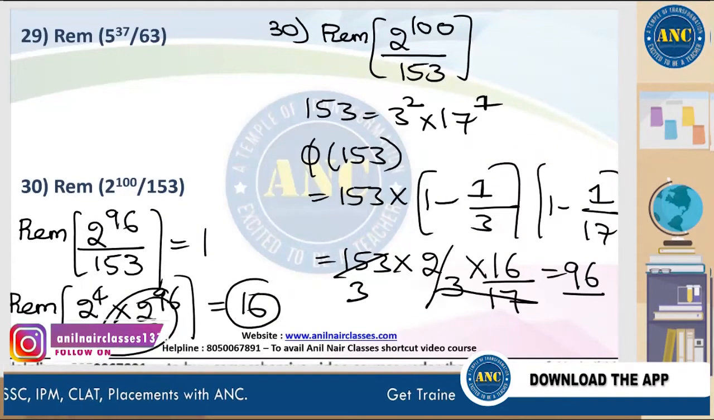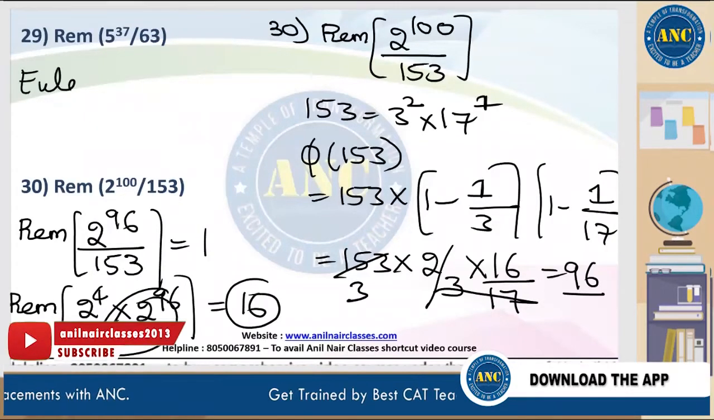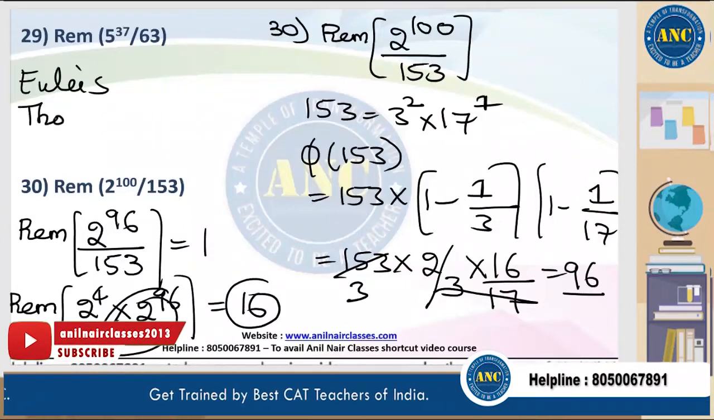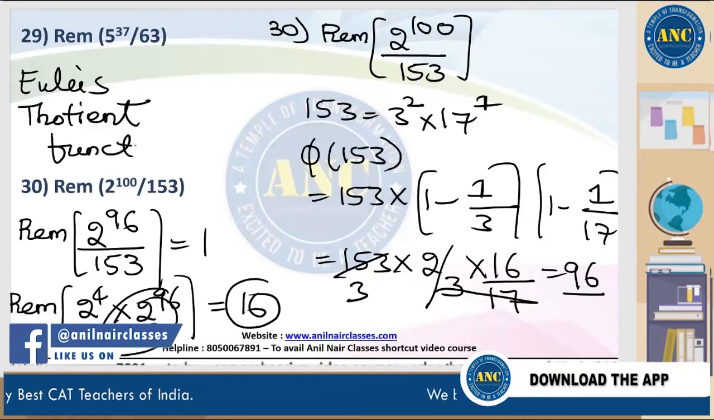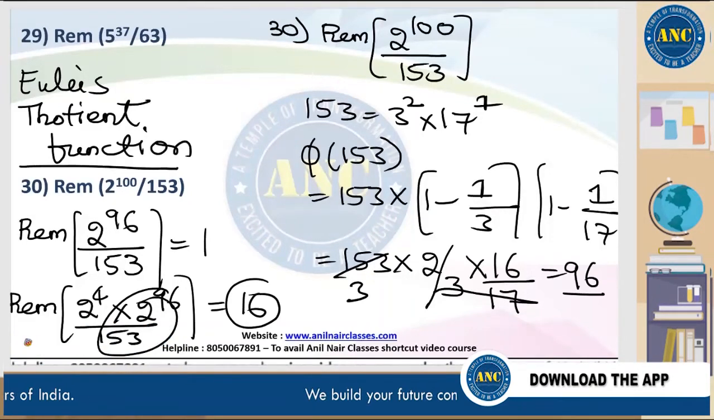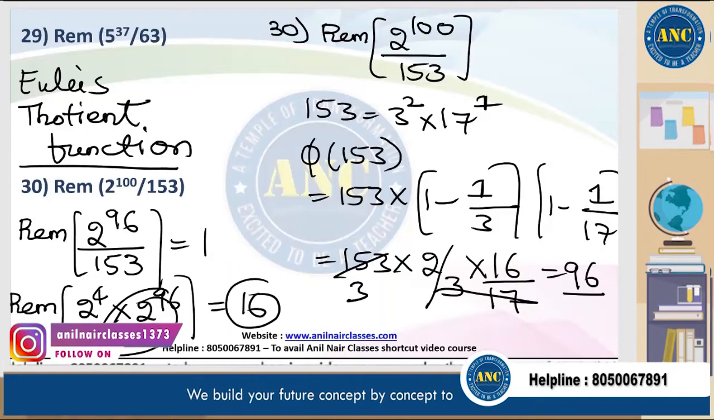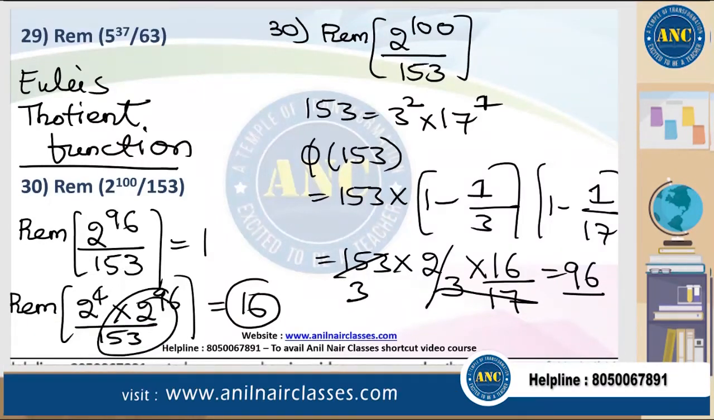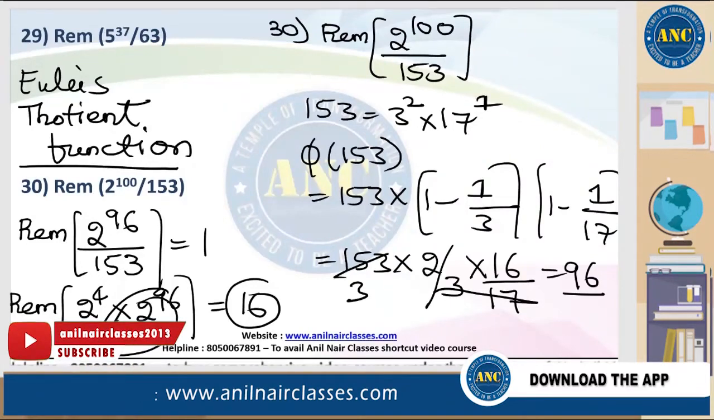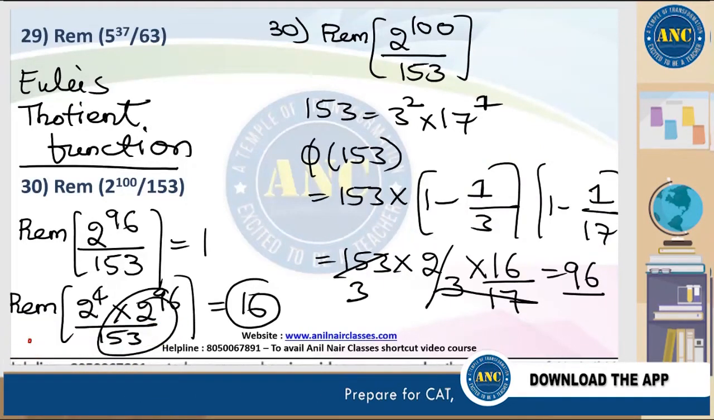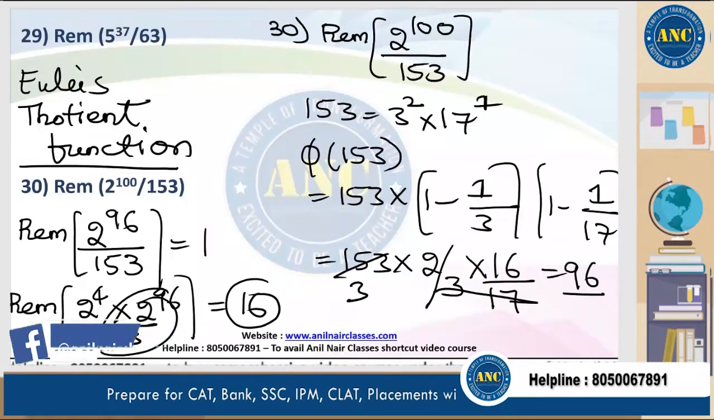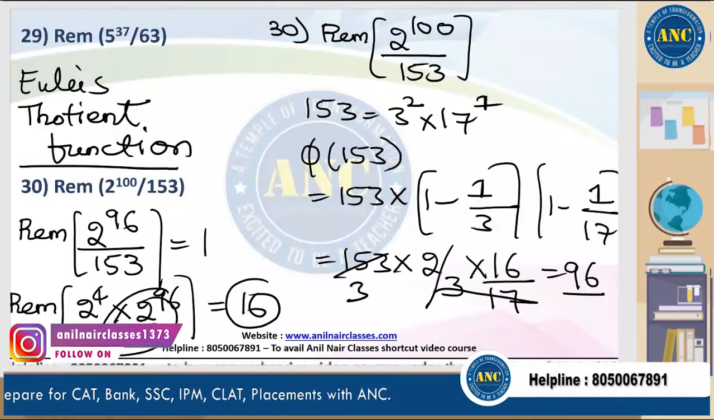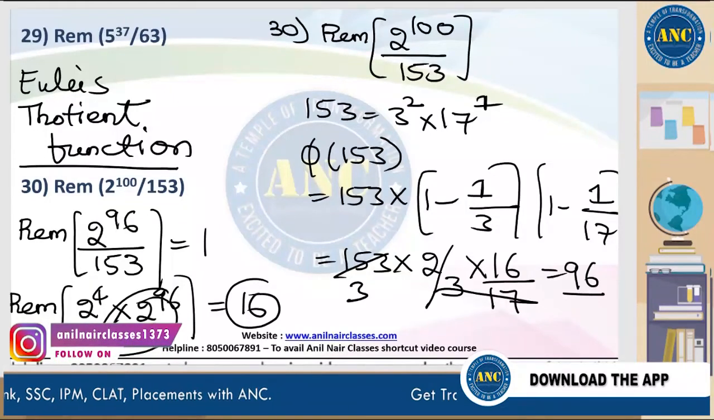Answer is 16. What are we using in the 29th and 30th? Euler's quotient function. In the morning class we did negative remainders. Now we are using Euler's quotient function. By using Euler's quotient function, you can solve remainder problems quickly when the denominator is a composite number. When the denominator is a composite number, you can use this very fast.